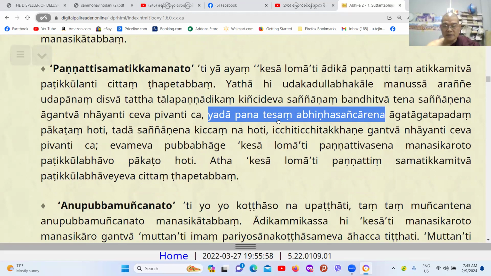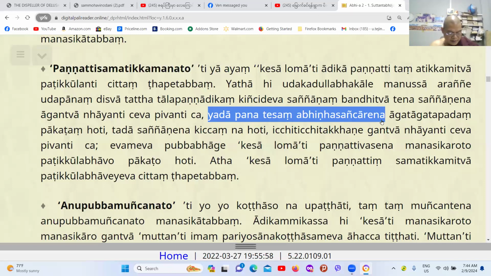Now those villagers go there very often. Abhina means always, or very often; sajarena means going there. By going to the well very often, going and coming back, going and coming back, if they go many times, the path will be clear there. So the path becomes clear.